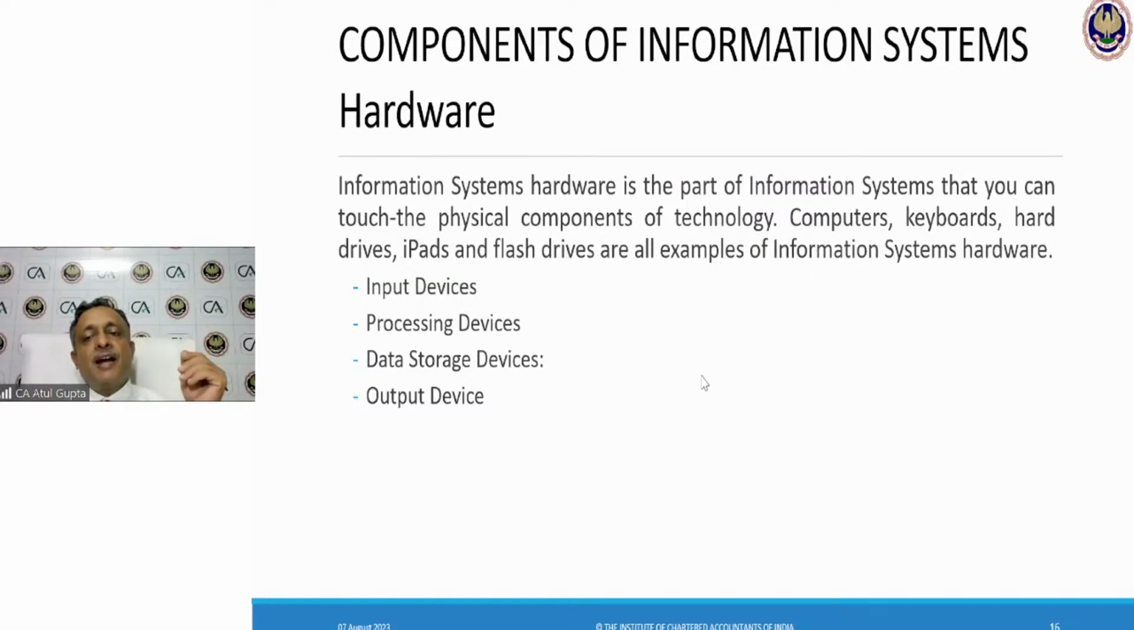Information system hardware is the part of an information system that you can touch. These are the physical components of technology. Computers, keyboards, hard drives, iPads, and flash drives are examples of hardware. Hardware includes input, process, data storage, and output devices. Let us take them by simple examples.